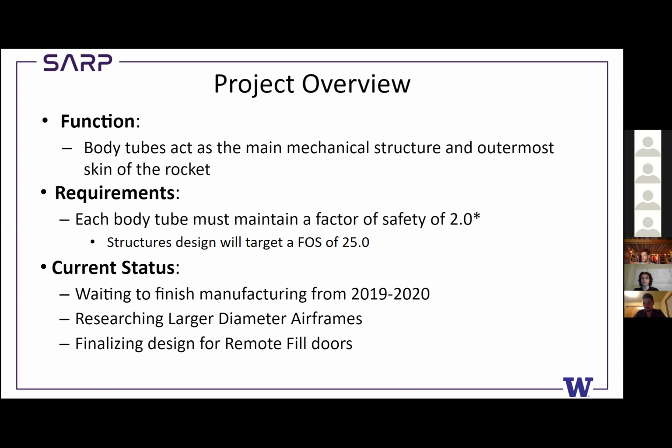Our requirement for the system as a whole is that each tube has to maintain a factor of safety of 2, but our design is going to target a factor of safety of 25, just to mitigate any errors in the layup or post-manufacturing processes. For the current status, we're waiting to finish the manufacturing from last year, because we got about 6 of the 8 tubes done. So our design for the current rocket will not change. Therefore, we're going to be researching 2 different projects for future iterations, mainly trying to see how big we can get the diameter of the rocket and airframes, and finalizing the design for the remote fill doors.